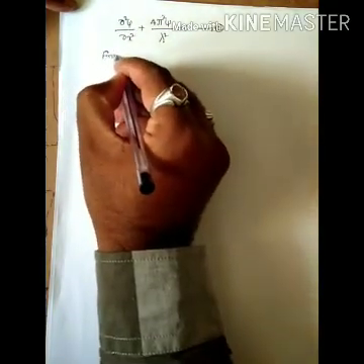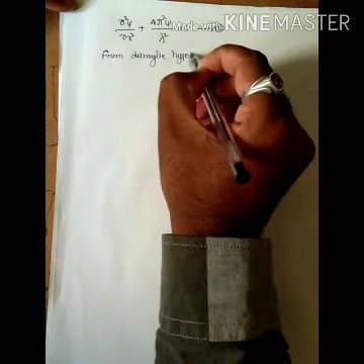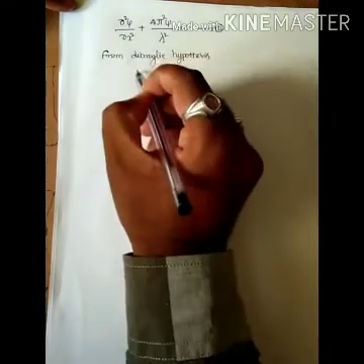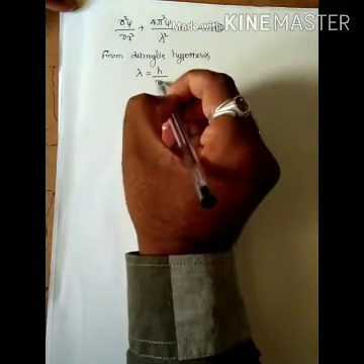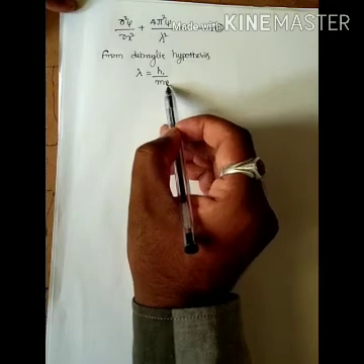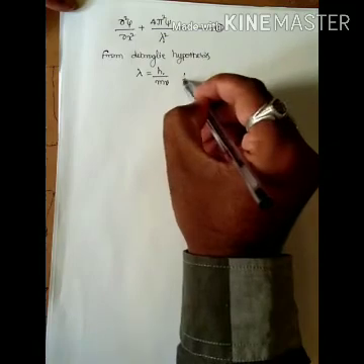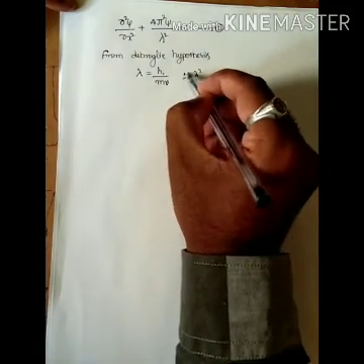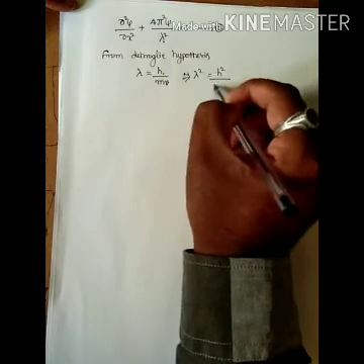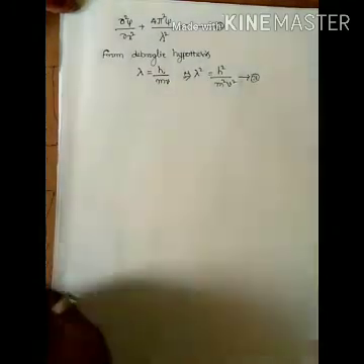And we know, according to the de Broglie hypothesis, that lambda is equal to h by mv, where h is Planck's constant, m is the mass of the particle, and v is the velocity of the moving particle. Since we have lambda square over here, lambda square will be equal to h square by m square v square. And let me consider this as equation number 3.